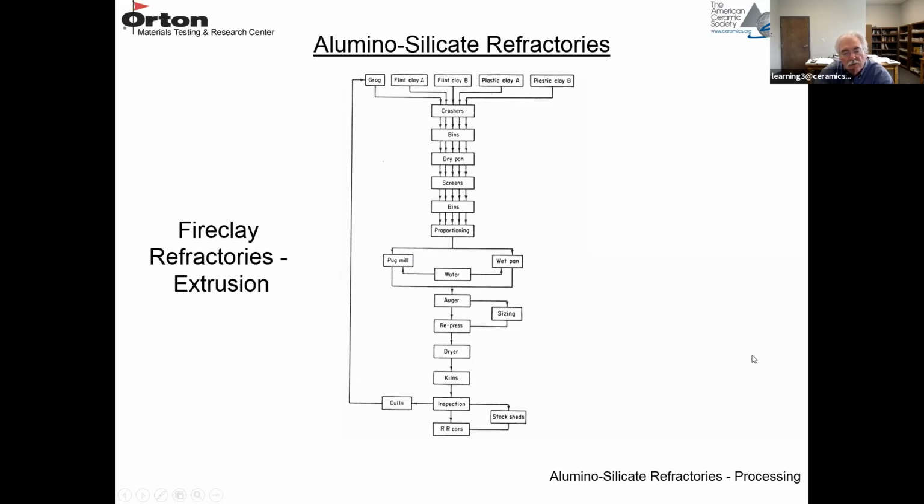And sometimes it may be repressed, because an extruded product may not be that dimensionally stable and you want to true it up, so you may repress it. It's dried and then fired and then inspected. So those are the flow diagrams for fire clay type materials.